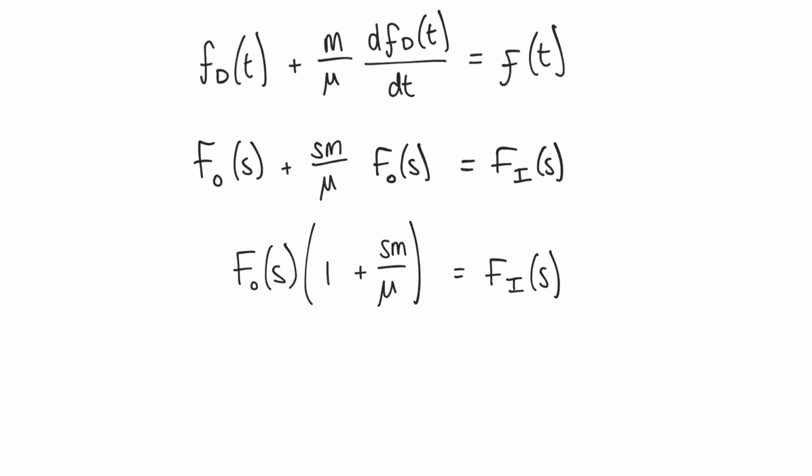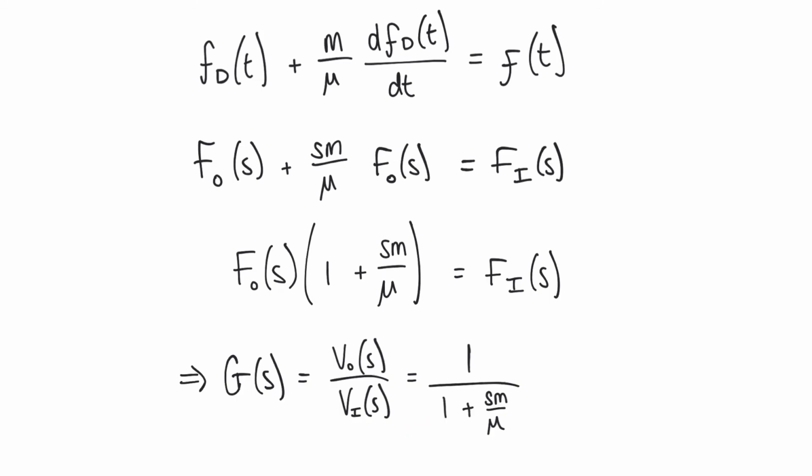Rearranging again into the form of output over input, we get something that looks like this: 1 over 1 plus Sm over mu. And again, we've got this kind of fraction in a fraction, which I don't particularly like. We can multiply all the terms by mu in this formula here to get something that looks like this.